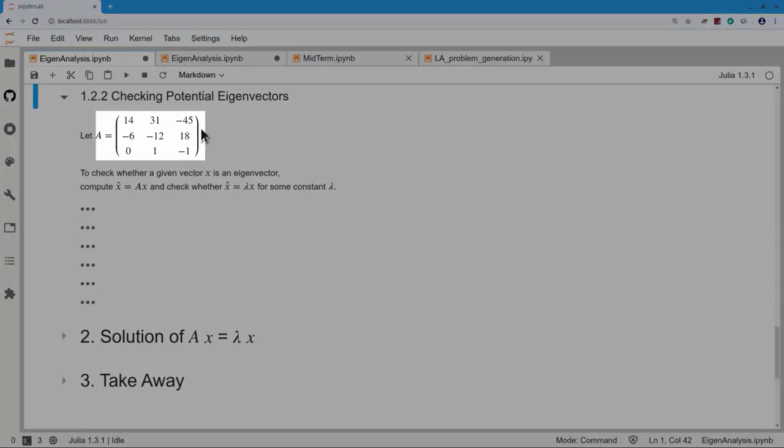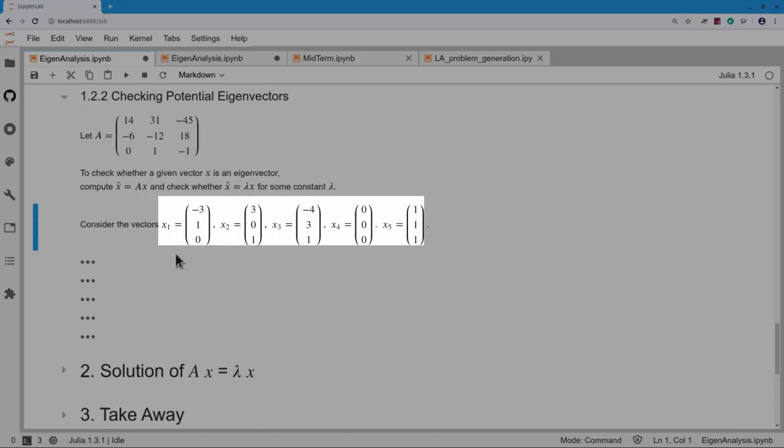Don't be upset with the large integers here. All the problems that you're likely to see in exercises are going to be set up so that the overall result is simple. So here's a set of vectors, x1, x2, x3, x4, and x5, and I want to check whether or not these are eigenvectors.